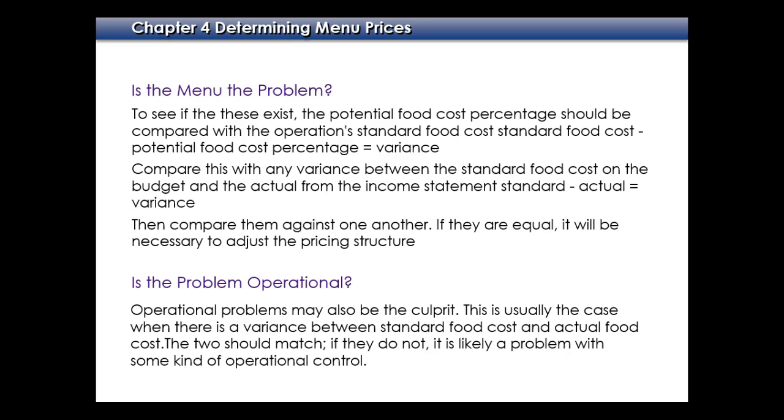Now, operations may also be the culprit. This is usually the case if there is a variance between the standard food cost and the actual food cost. Now, if those don't match, there's something going on in-house. It's not the menu. Maybe it's ordering, receiving, portion cost, or portion size.